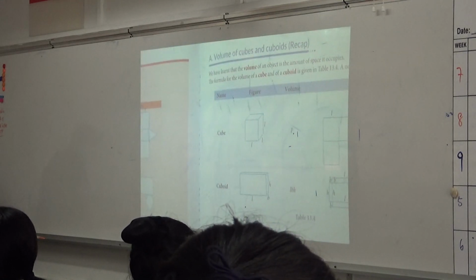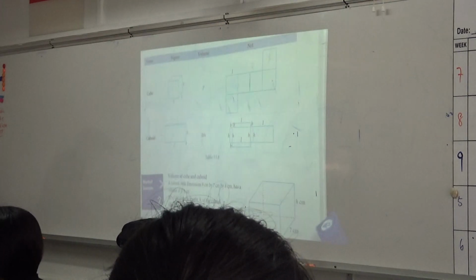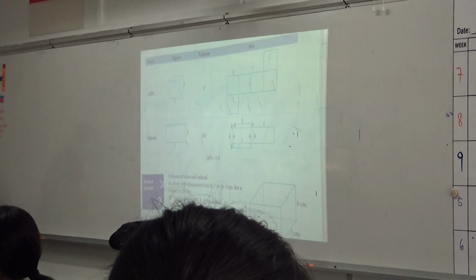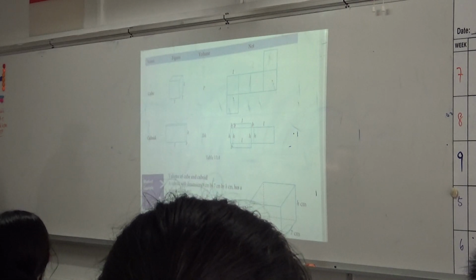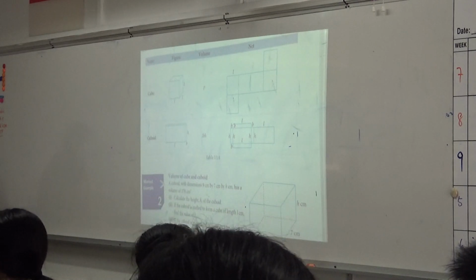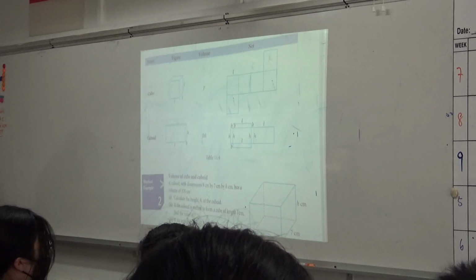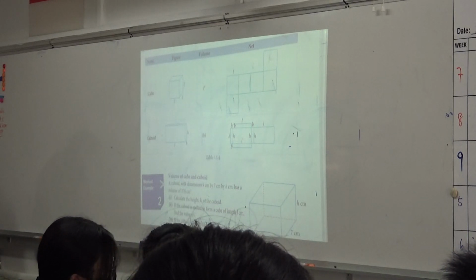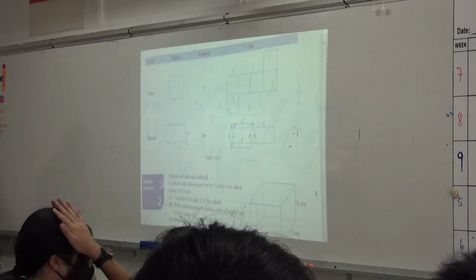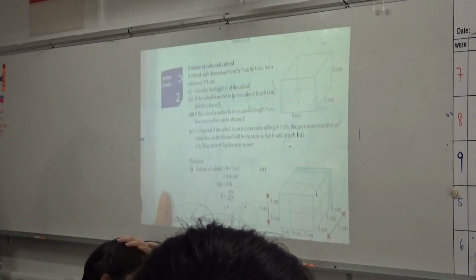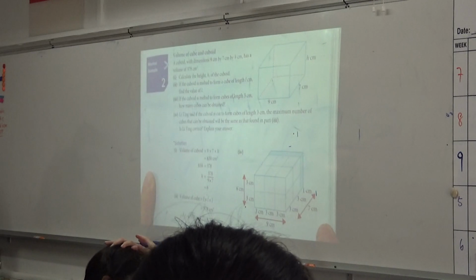and cuboids. Now, if you look at this page, page 175, can you see they give you another possible net of the cuboid, of the cube and the cuboid? Can you see? I'm talking to you. Yes or no? They give you another form where you can form the cube and the cuboid. Okay? Okay, good. Now, I'm going on to example 2.